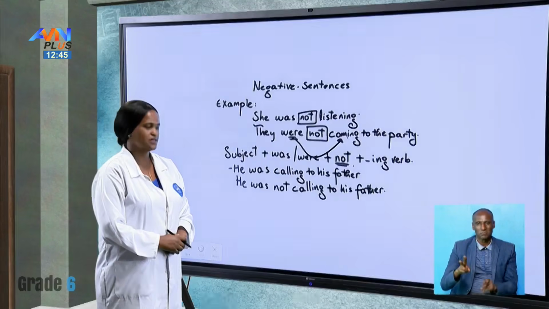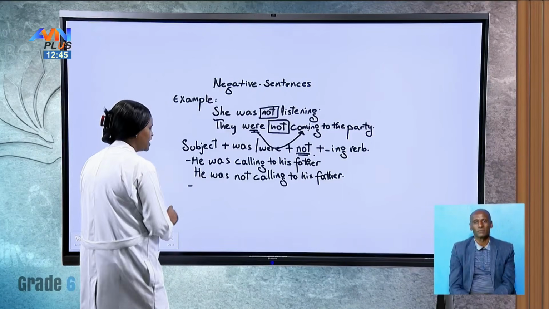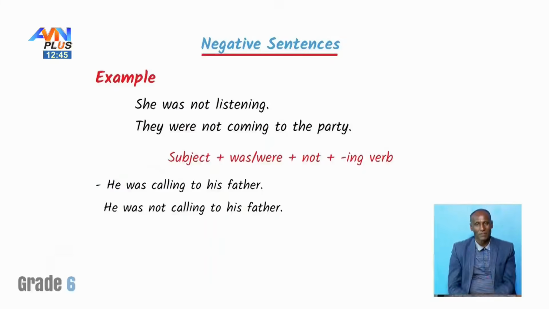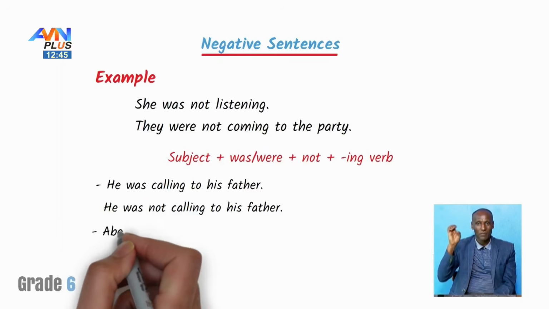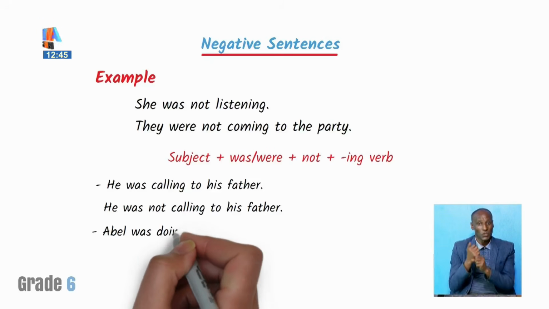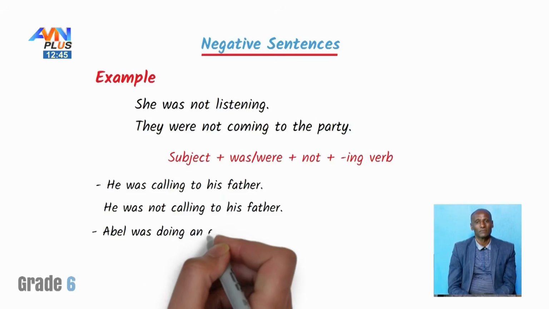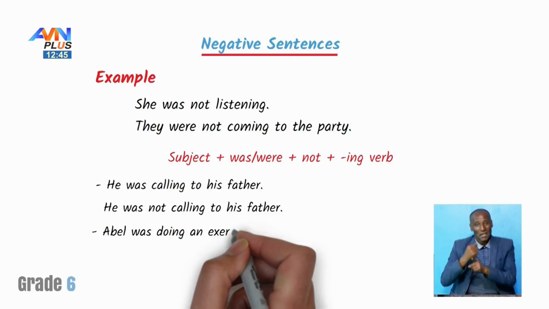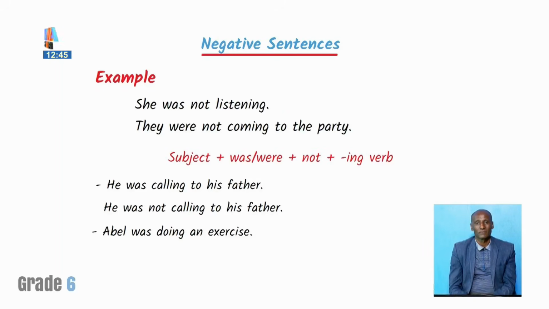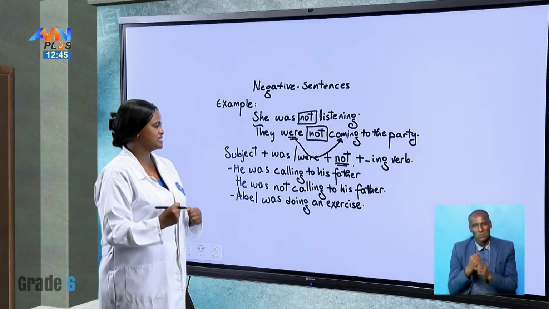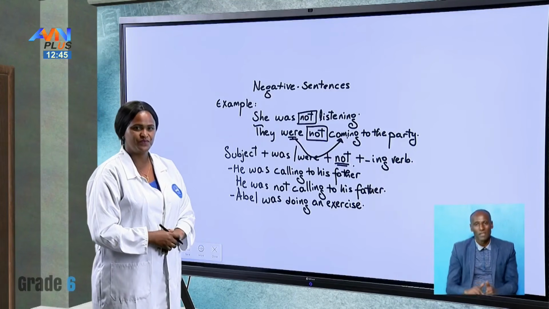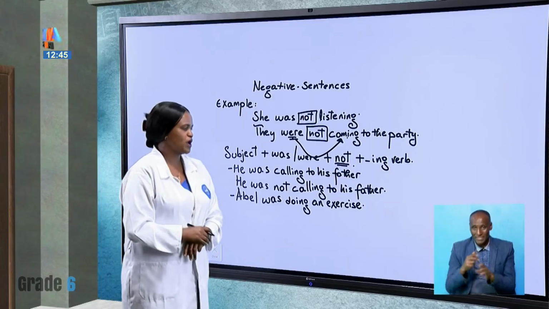Let me try one. Okay. Another one. Let us use names, for example. Abel. Yes? Abel was doing an exercise. That means he was moving, he was running and jogging, doing some exercises or what we call sport. How can you make this negative? Let me give you some more seconds.